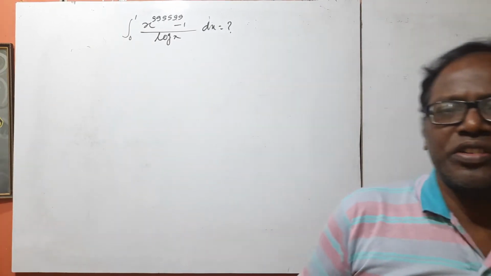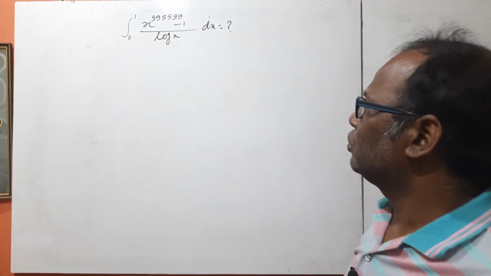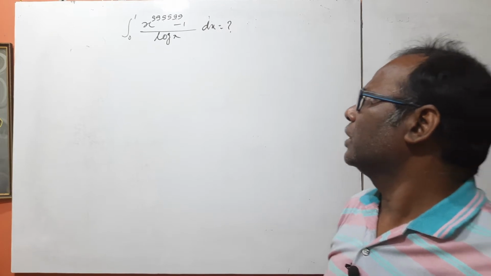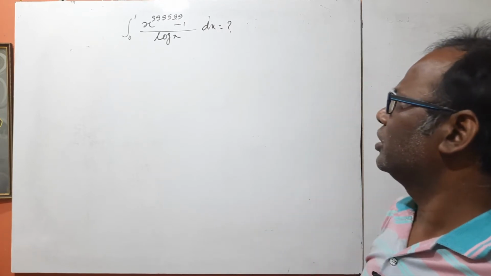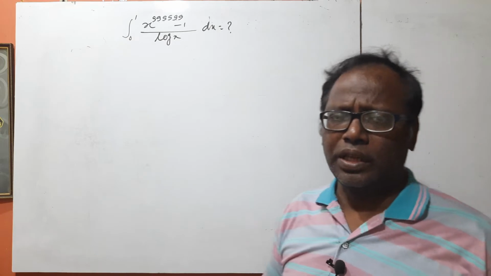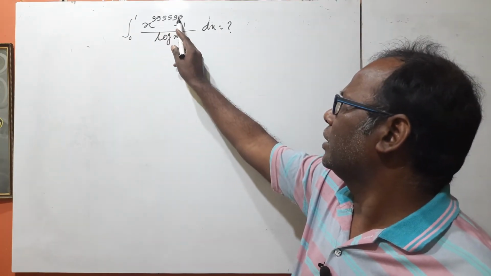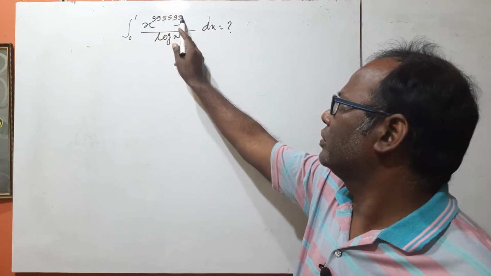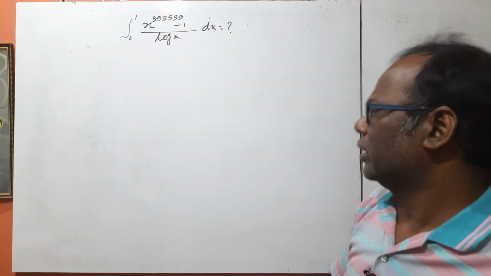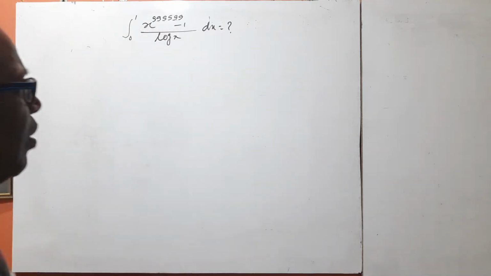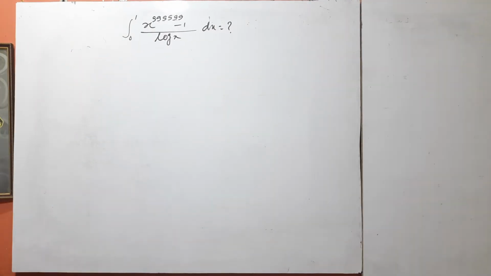Here is a problem of integration: the integral from 0 to 1 of x to the power 6 times a 9-digit figure, minus 1, the whole divided by log x, dx. It seems like a difficult problem to solve, but here I'm using some technique to solve it.